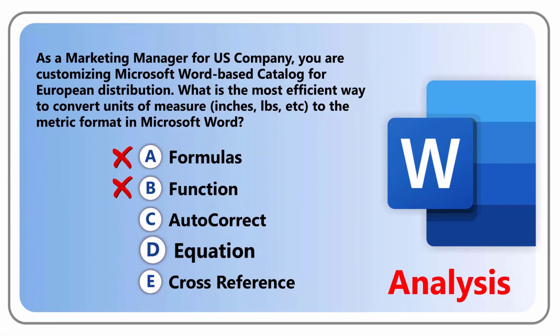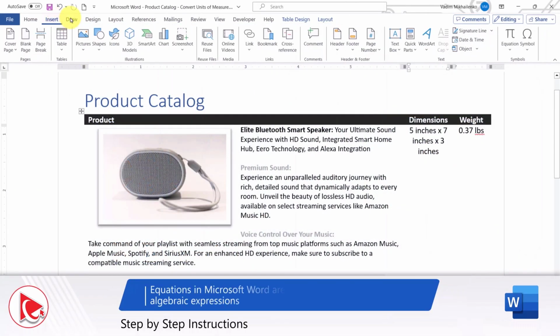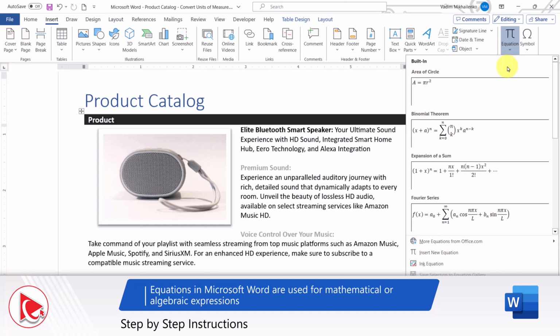I think choice D, equation, is also incorrect. Equations in Microsoft Word are used for mathematical or algebraic expressions. While they can handle unit conversions theoretically, they are not designed for the specific task of converting units of measure to the metric format.